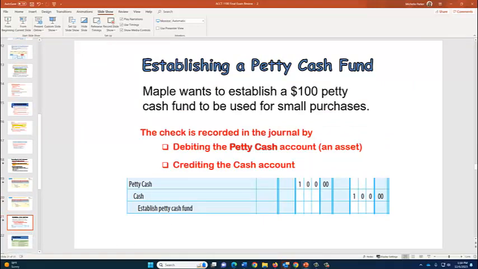Also in Chapter 7, we established a petty cash fund. And we did that in the journal by debiting petty cash and crediting cash for the amount of the petty cash fund being set up.